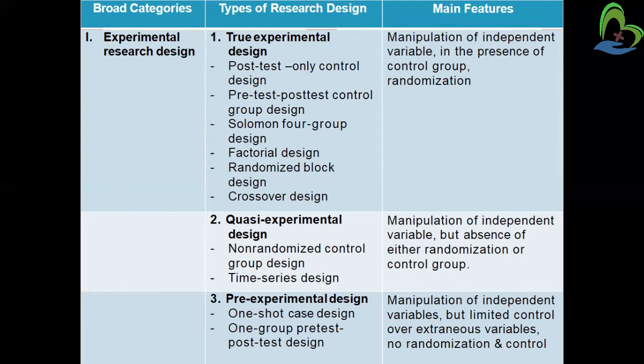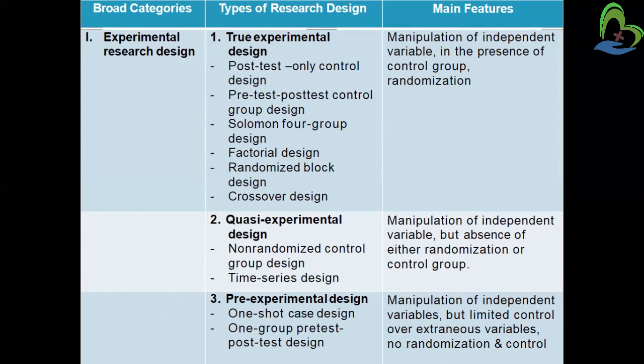Let's go ahead. Non-randomized control group design. It is also known as the non-equivalent control group design. Okay, there is no randomization, so there is a non-equivalent control group. In randomization, everyone gets an equal chance and there will be no bias.